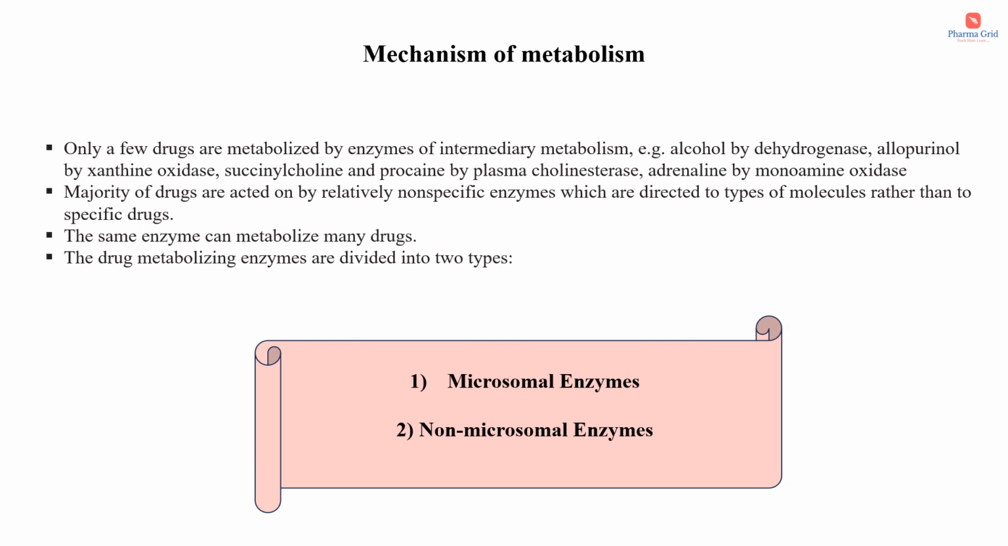Moving on to the mechanism of metabolism, only a few drugs are metabolized by enzymes of intermediary metabolism. For example, alcohol by dehydrogenase, allopurinol by xanthine oxidase, succinylcholine and procaine by plasma cholinesterase, adrenaline by monoamine oxidase. So the majority of drugs are acted on by relatively non-specific enzymes which are directed to types of molecules rather than to specific drugs. The same enzyme can metabolize many drugs. So the drug metabolizing enzymes are divided into two types. The first one is microsomal enzymes and the next one is non-microsomal enzymes.